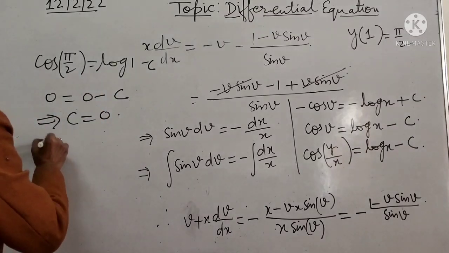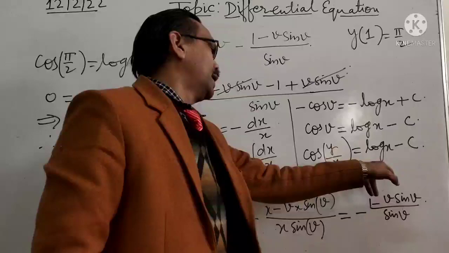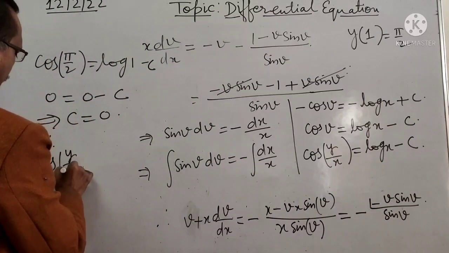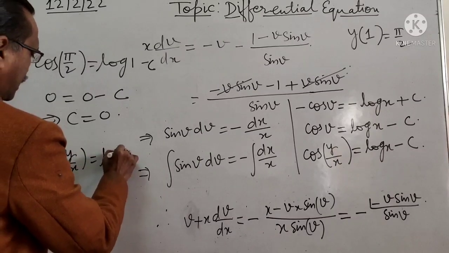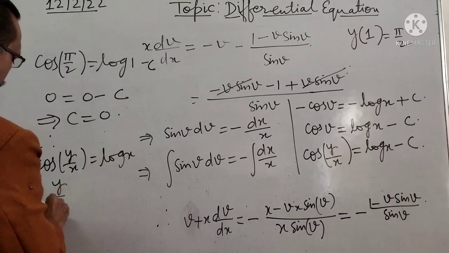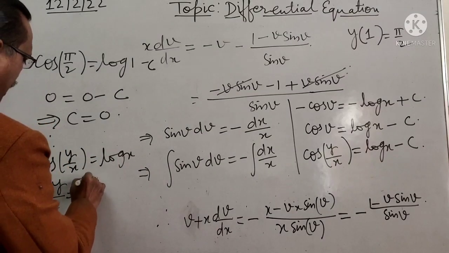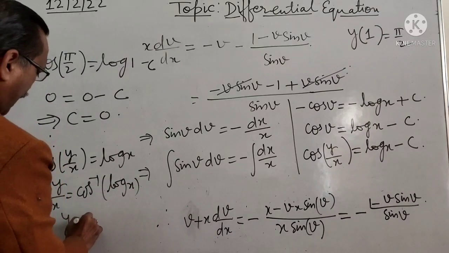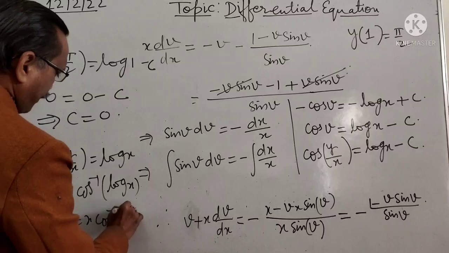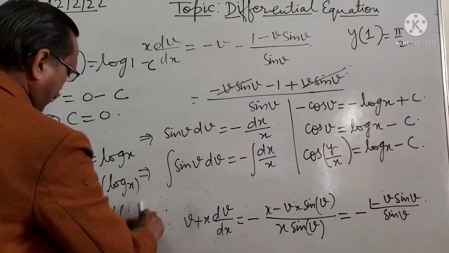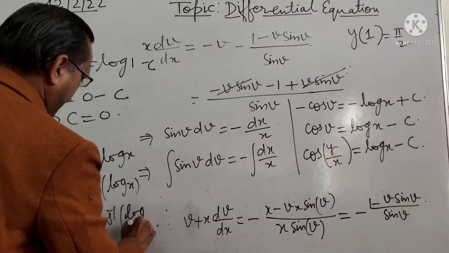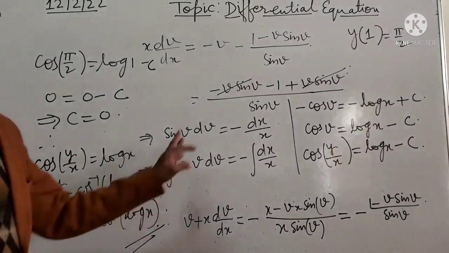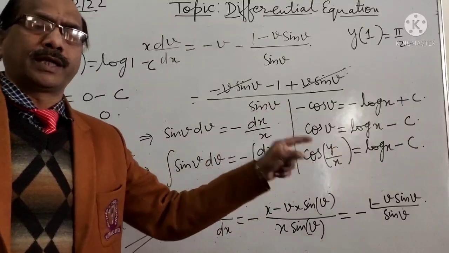Therefore, the solution of the equation is cos(y/x) equal to log x. Or we can write y/x is cos inverse log x, and y equals x cos inverse log x. This is the solution of the given differential equation.